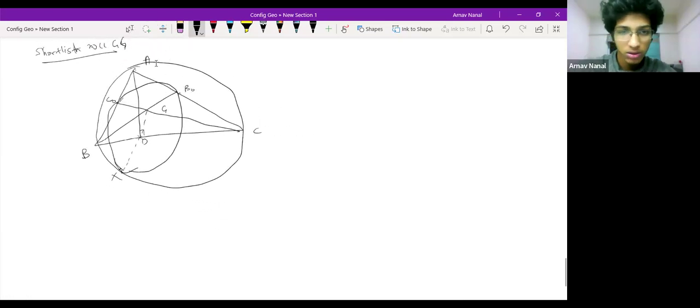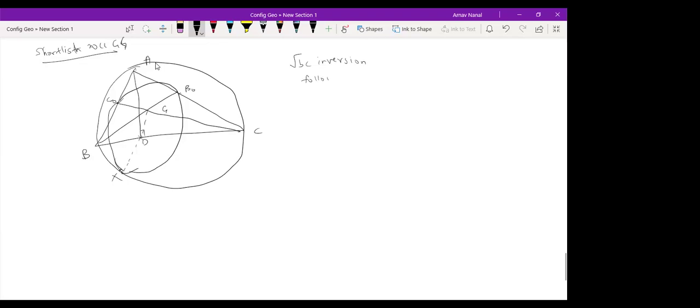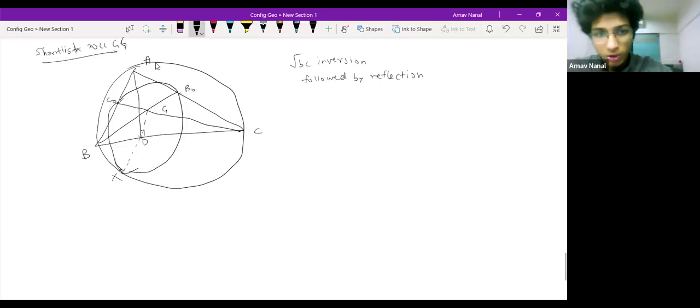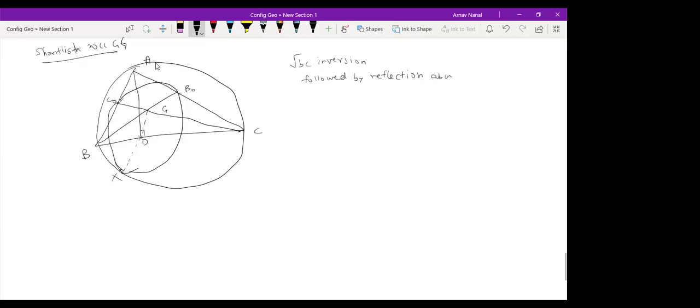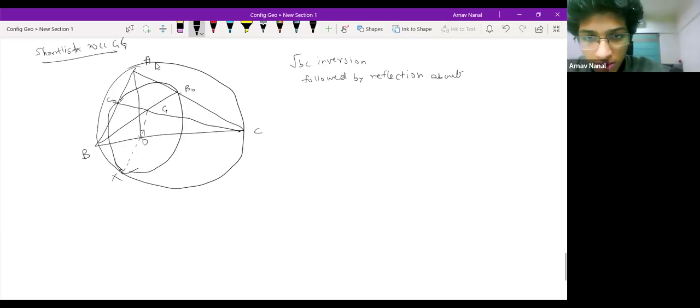I'll just draw a figure by that time. So D goes to A dash, or wait, let me think of it again. A star. Yes, it goes to the antipode of it. That's right, by similarity, since angle ABD is equal to 90. So I'll just denote the points with dashes.